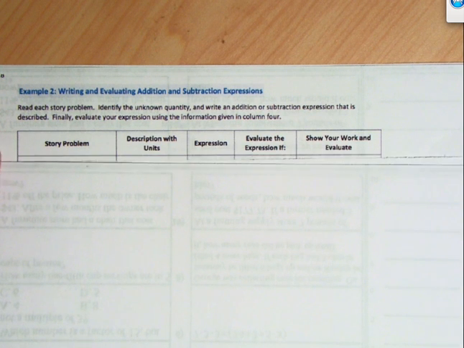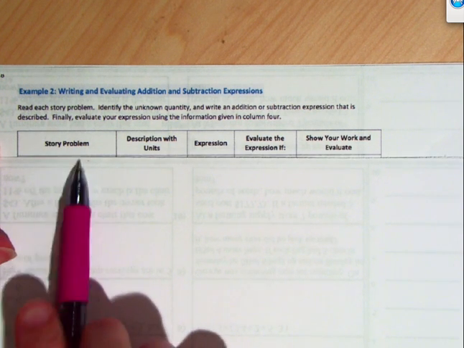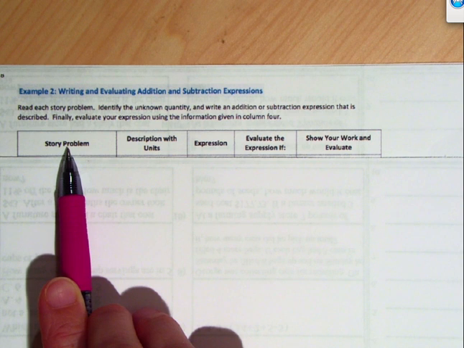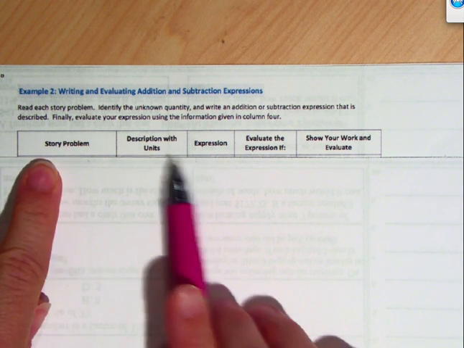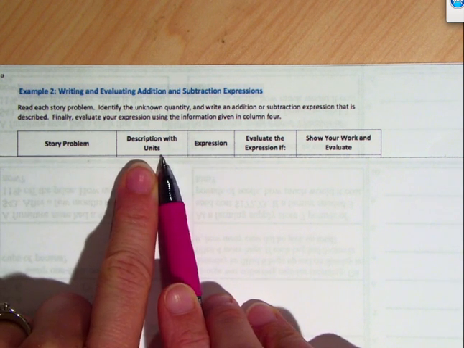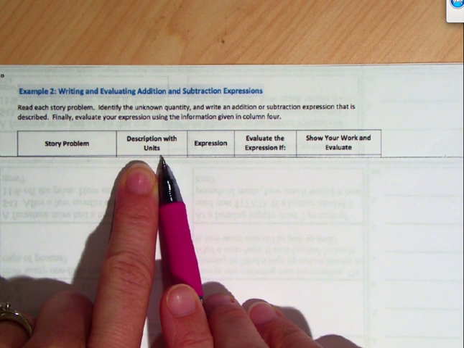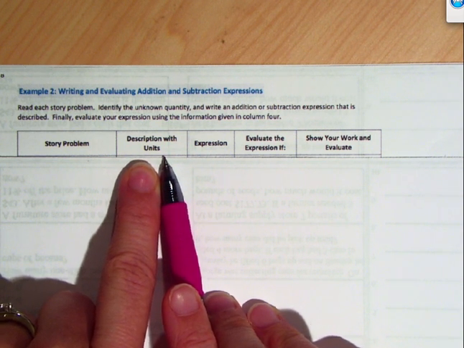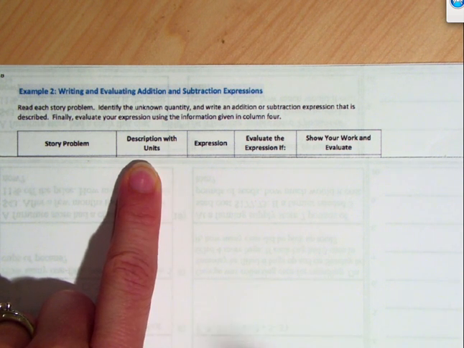Okay, they've set it up for us. In the first column, we're going to have our problem, the story, what's going on. You need to understand what's happening. The description with units tells us what the variable is. When we say, let's say I made some money on my job, I can't just say let m equal money. M equals the money in dollars that I made during the week of, I don't know. Does that make sense?